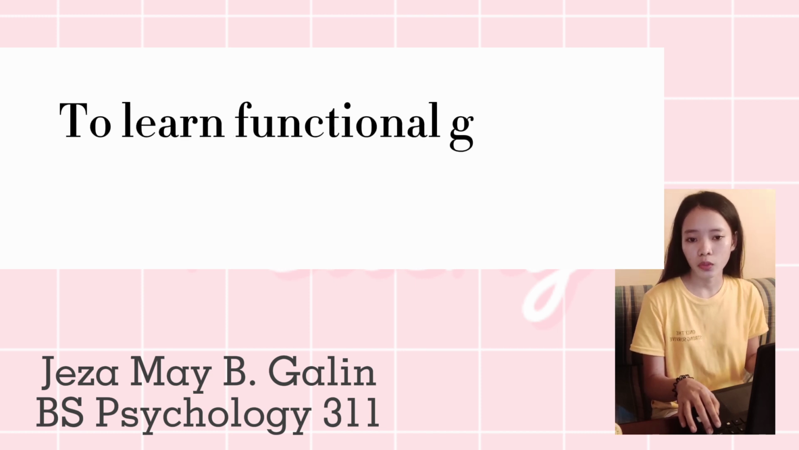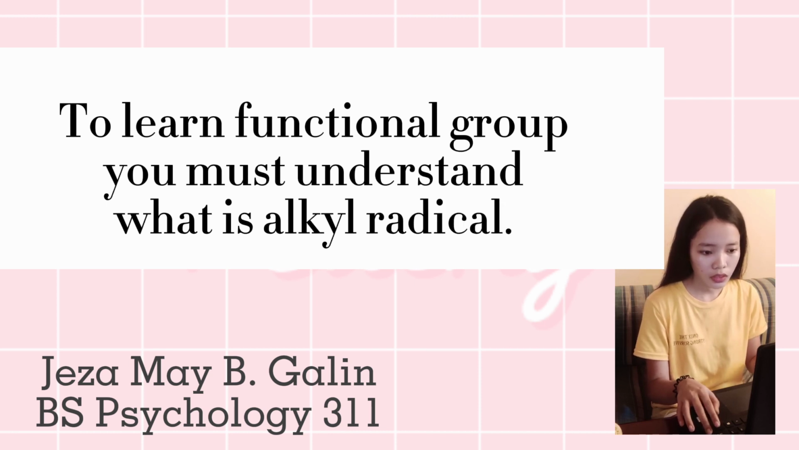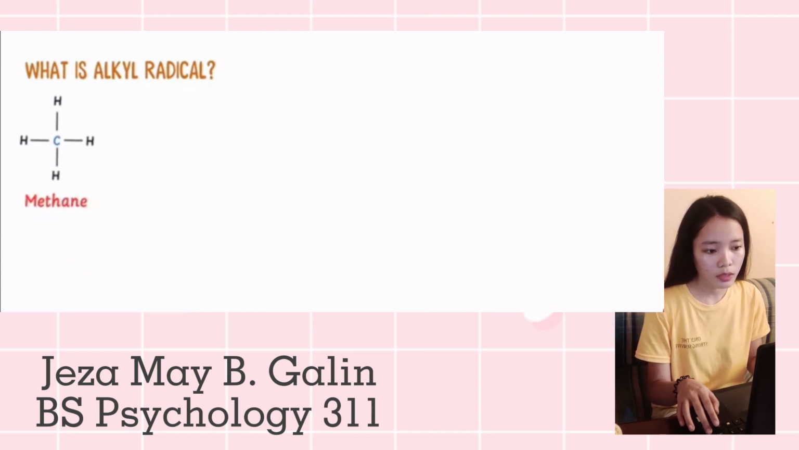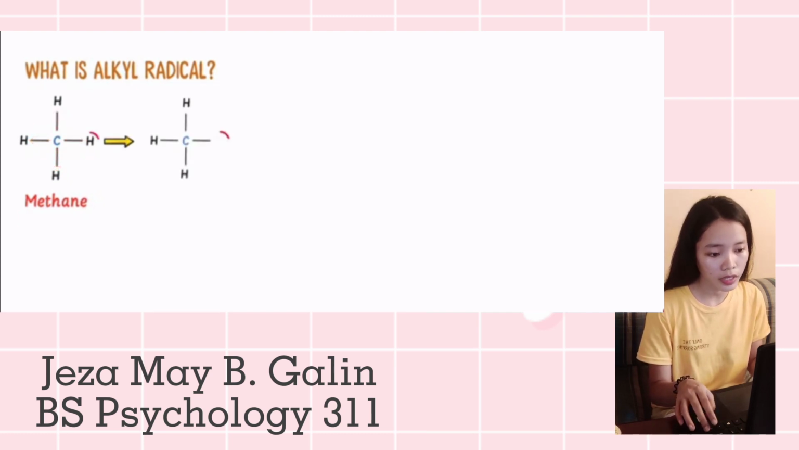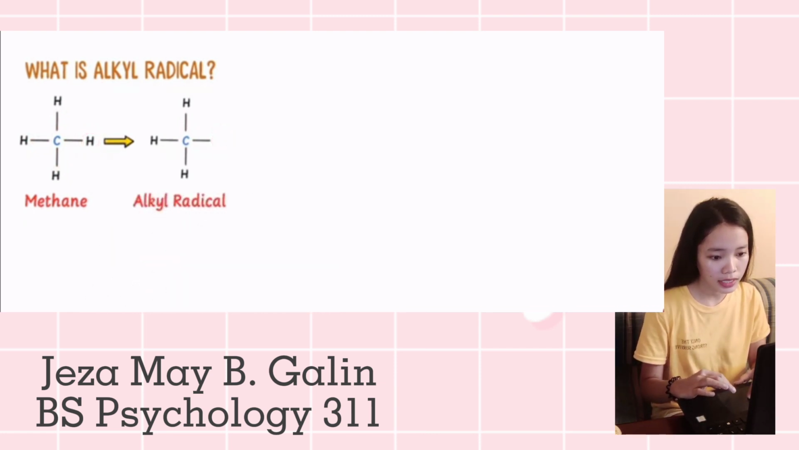So, to learn functional groups, you must understand what an alkyl radical is. Consider methane. In this molecule of methane, carbon forms single bonds with 4 hydrogen atoms. If I remove one hydrogen atom from this methane, then it becomes an alkyl radical. This alkyl radical is represented by capital R dash. This dash means it can form a chemical bond with other species.